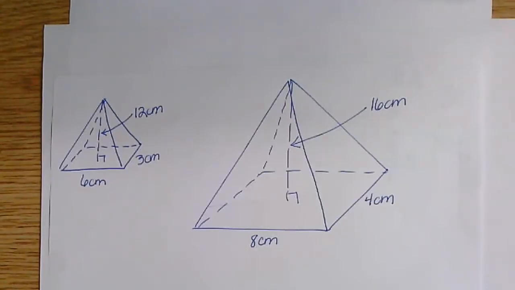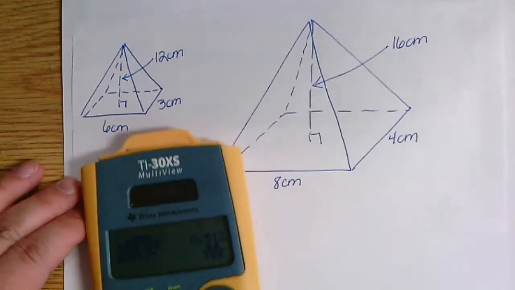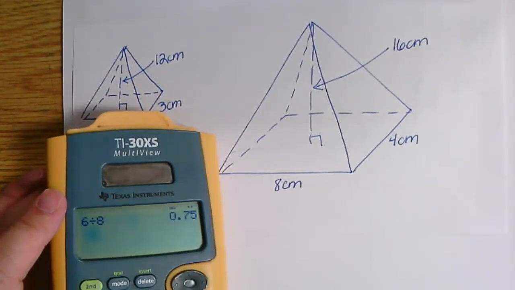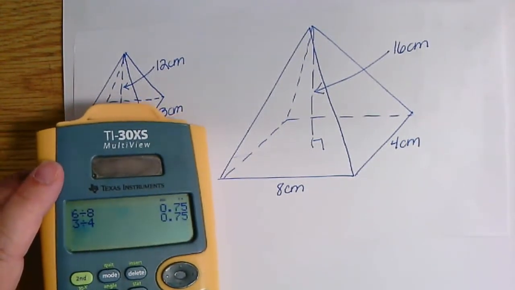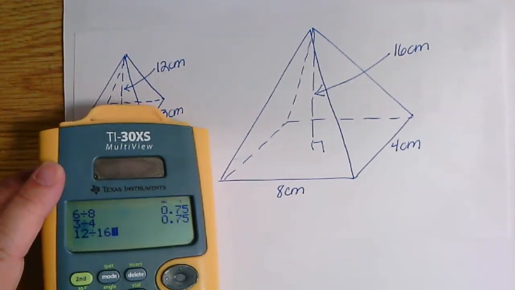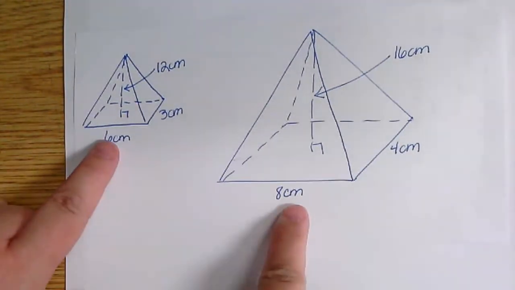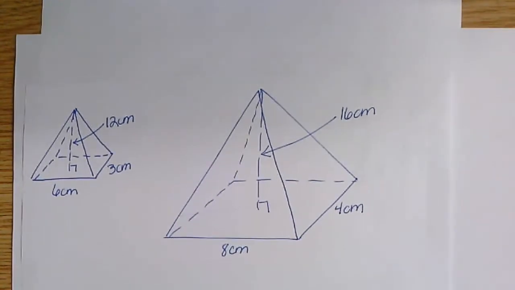Okay, now I'm going to look at another example. Here I have two pyramids I have drawn, and they just so happen to be similar pyramids. How do I know they're similar? Well, let me just compare 6 to 8. 6 to 8, that's 0.75. What about 3 to 4? We know that's also 0.75. What about 12 to 16? Those all give me the same decimal because they're all the same ratio. They're all 3/4. So these are similar pyramids because I said so, right?